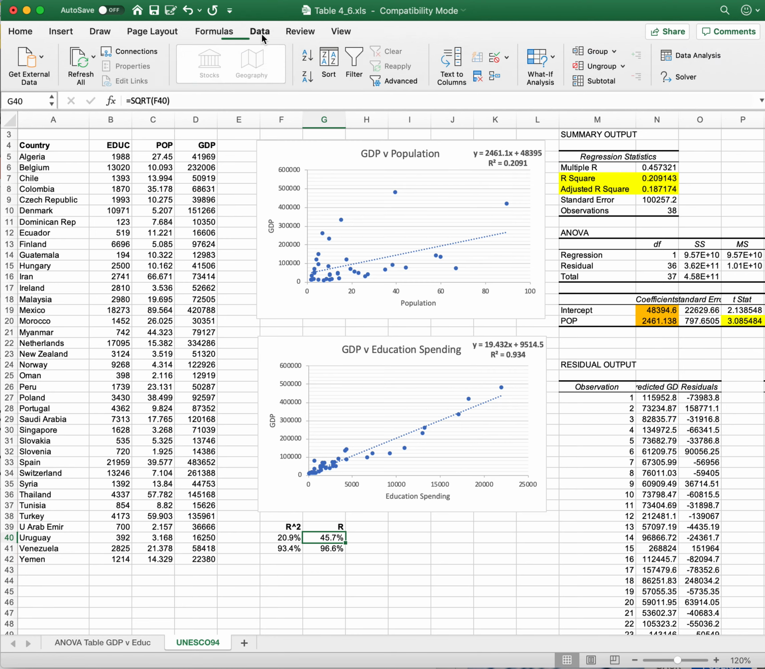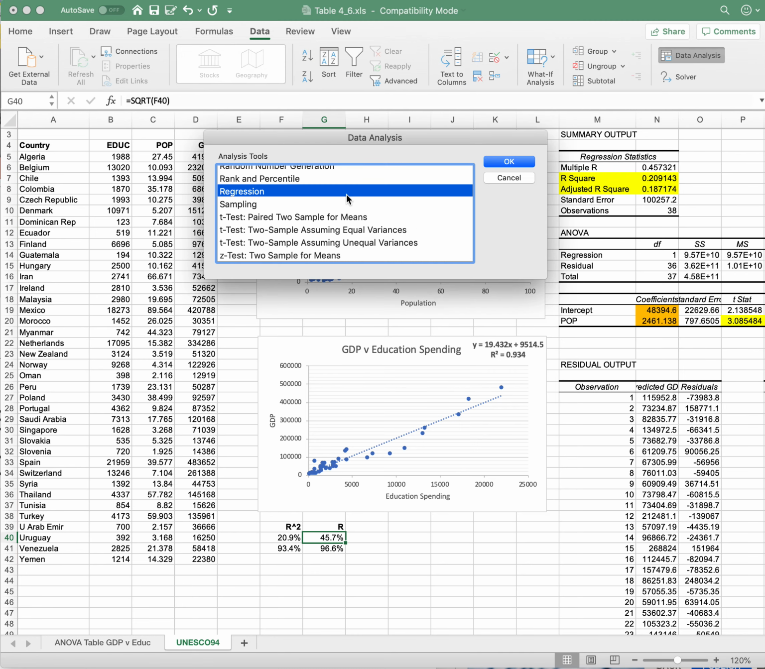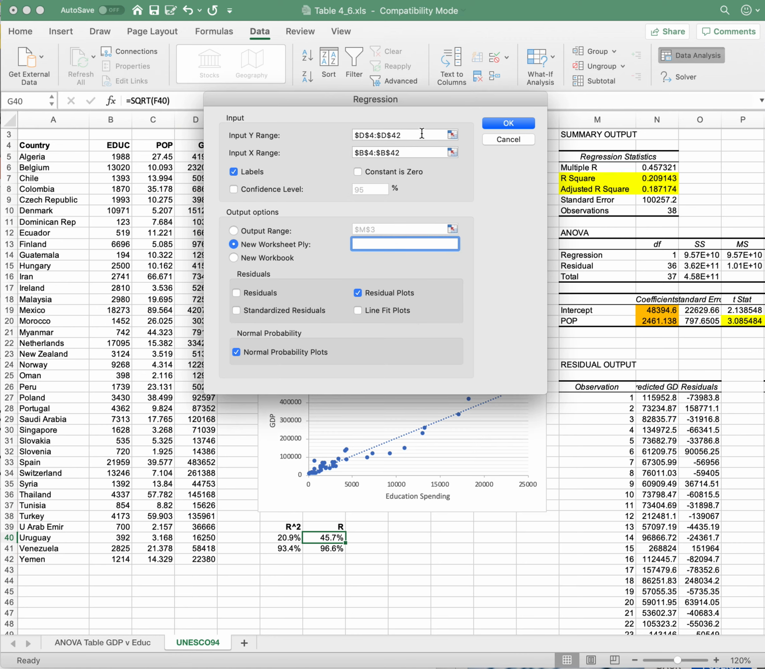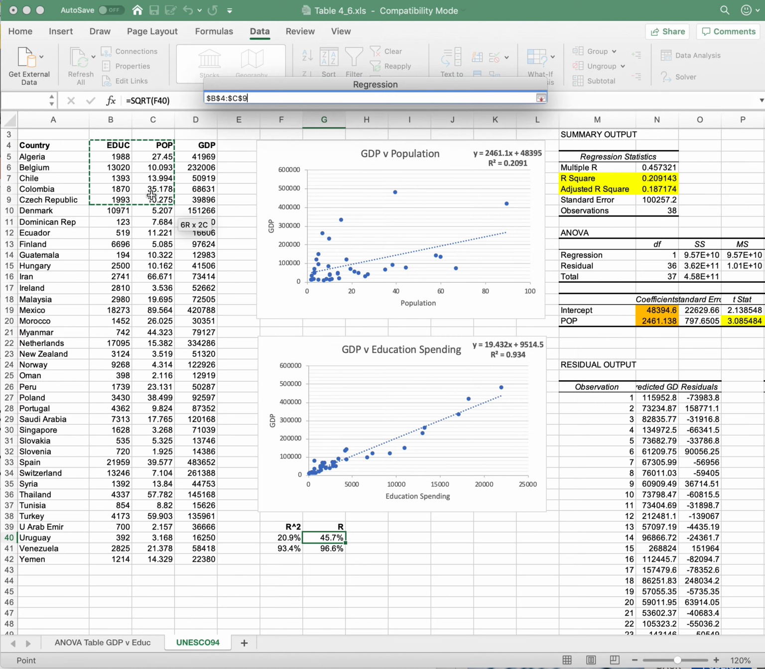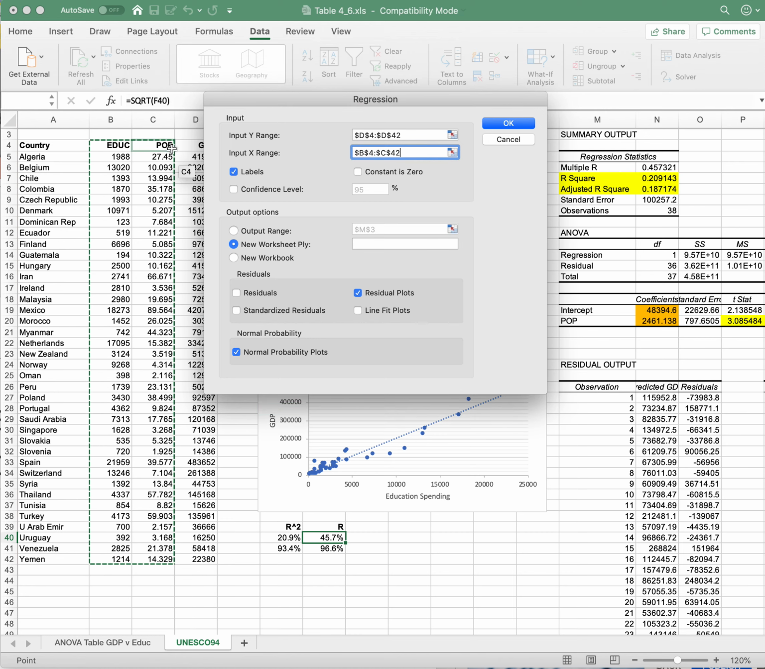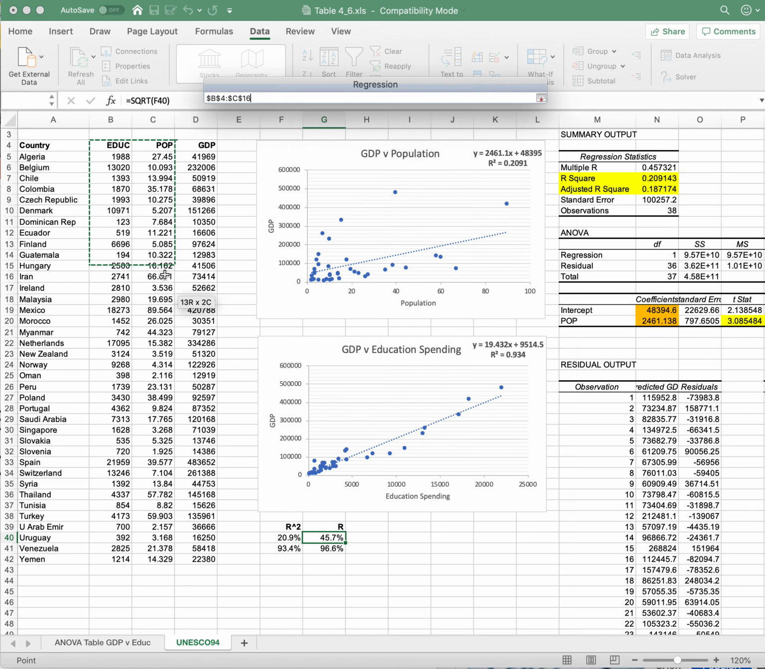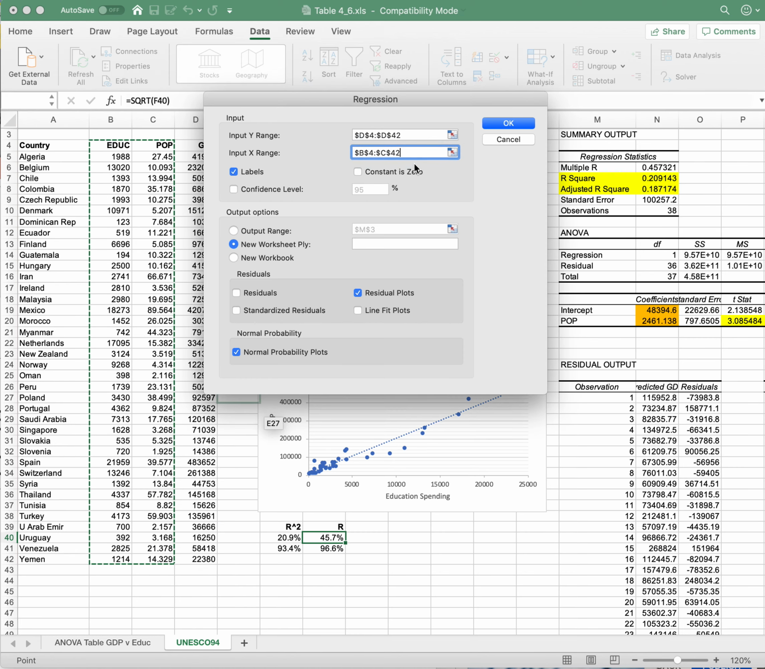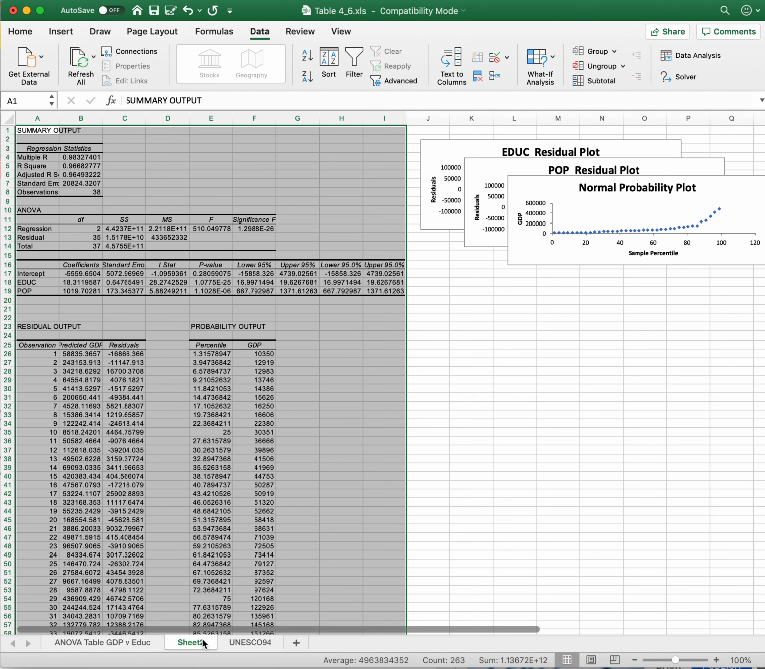So we're going to go to data analysis, and regression. And from the previous ones, we still have the same y variables. But in this case, with the x, we're going to copy education and population. I'm going to highlight all the x variables together. So it goes from B4, which is right here, all the way to C43, to C42, sorry. Now I say I want it in a new worksheet. So it's going to make a new worksheet right here. And this is, let's see, what do we call it?